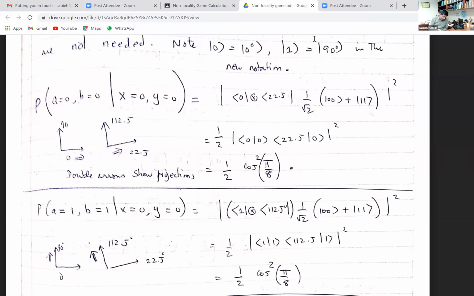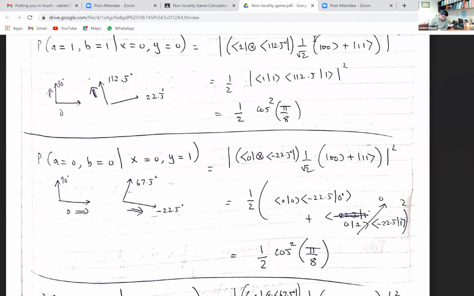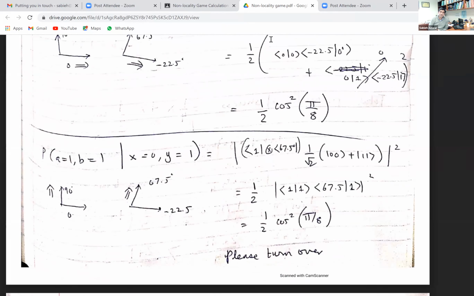So I need to find out the overlap of the input state, the Bell state (|00> + |11>), with |0> crossed with the 22.5 state. I do this calculation and my answer is half cosine squared pi by 8. Likewise, I've done all of these calculations and each one of them turns out to be half cosine squared pi by 8.